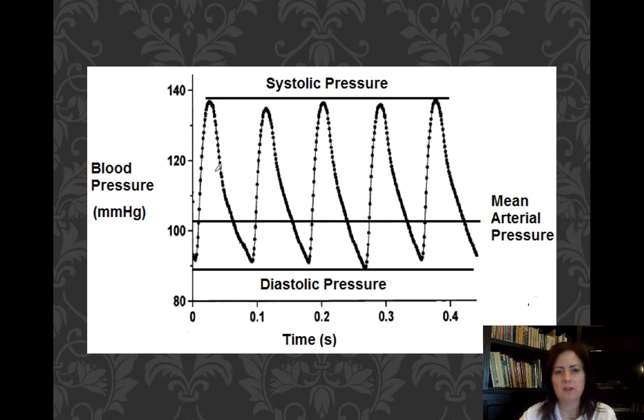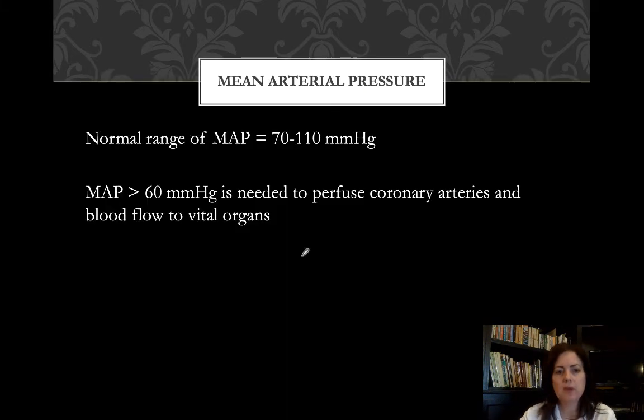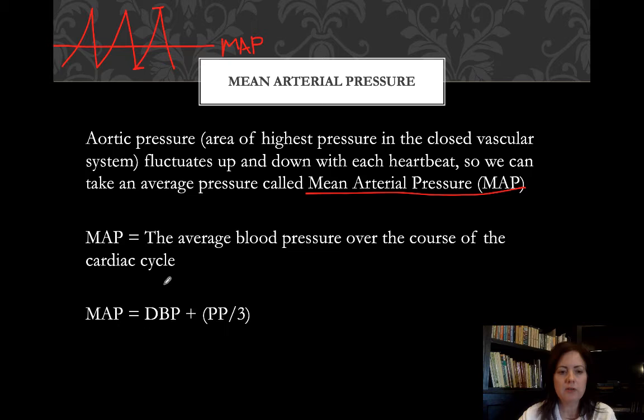Same exact thing. Here's our pulsatile pressure changes in our larger arteries. Here's our systolic at the top. Here's our diastolic at the bottom. And then this line here would be our mean arterial pressure. And as you can see, it's a little biased down towards the diastolic side of things. Okay, so how would we calculate that? Here's your equation.